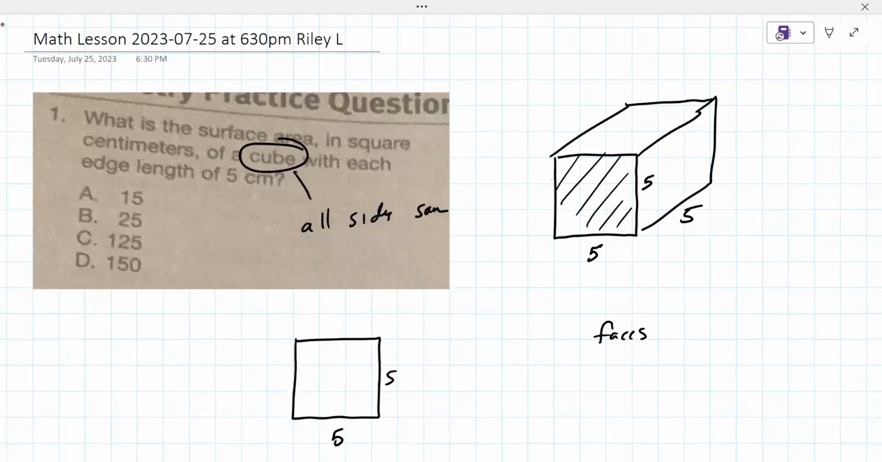5 times 5. There's 6 of them. So what's the area of one face? What's the area of the square there? 30? How did you come up with 30?